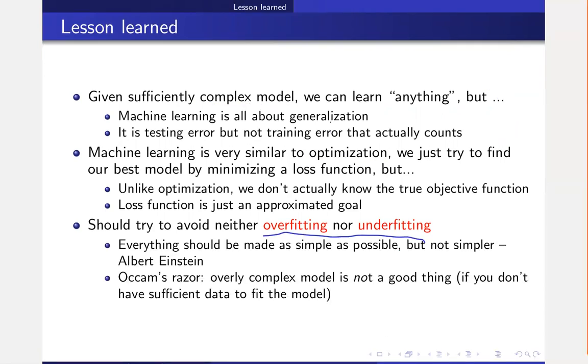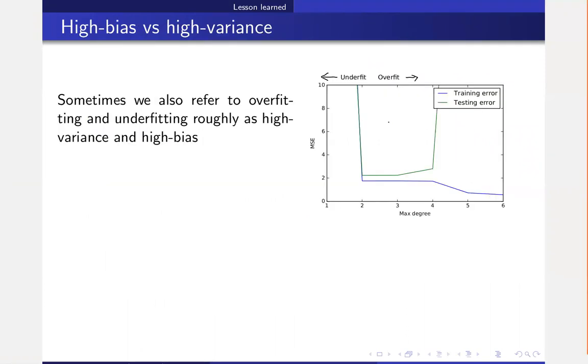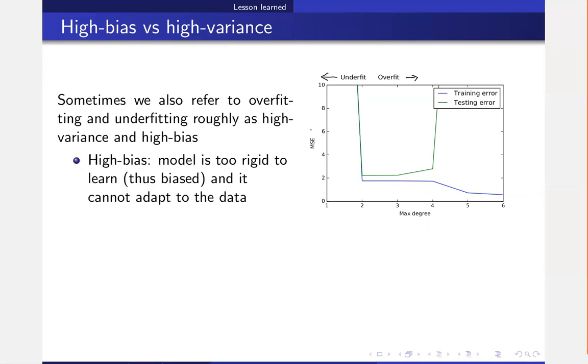I mentioned earlier that you don't want to overfit or underfit. There's also another jargon that people often talk about: high bias and variance, the bias versus variance trade-off. We say the model has high bias. You can think of it like a person with high bias being very rigid, not able to learn new things. In this case, he cannot bend, basically. He cannot really adapt to the data.